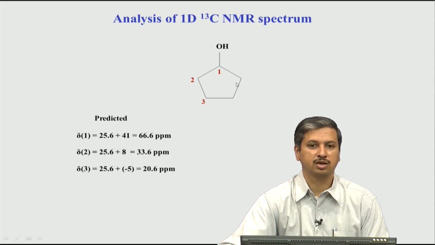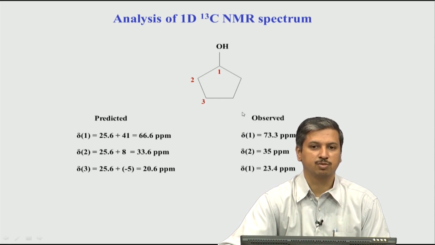So, this is basically the 3 peaks which you expect. What about this peak? This is the same as this, because there is a symmetry here. Similarly, what about this peak? This is the same as this carbon. So, we are only going to consider one set, which here is the same as this. Let us see how it compares with the observed values.